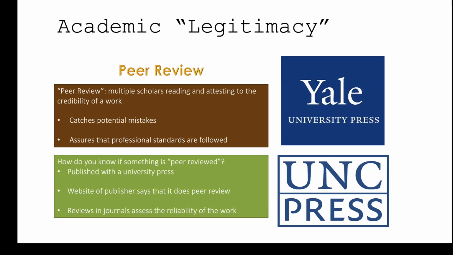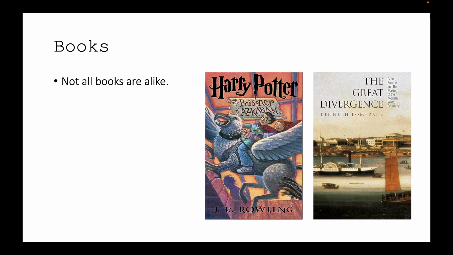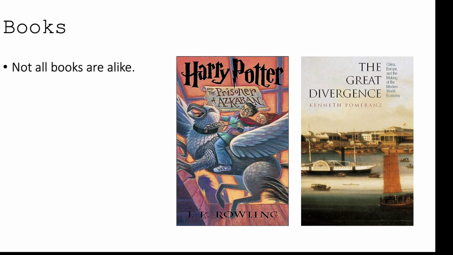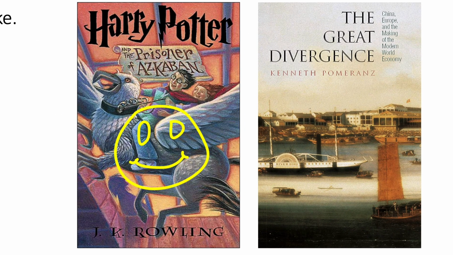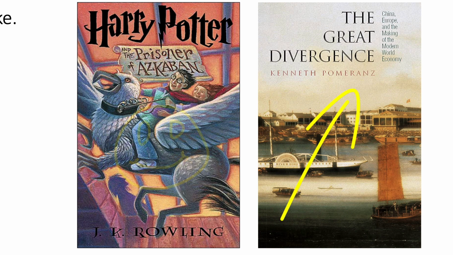Okay, so let's look a little more closely at our 3 types of secondary sources to see what this means for each of these types. So first and foremost, for books, for academic history books, we need to recognize that these are not the same as other types of books. Not all books are alike. I love the Harry Potter novels, right? But they're different from, say, an academic monograph written by a professional historian like Kenneth Pomeranz.